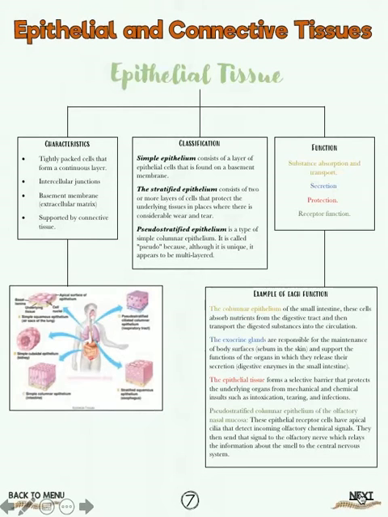Epithelial tissue. Epithelial tissues are widespread throughout the body. They form the covering of all body surfaces and line body cavities and hollow organs, and are the major tissue in glands. Their classification is as simple epithelium, the stratified epithelium, and the pseudostratified epithelium. And their principal functions are substance absorption and transport, secretion, protection, and receptor function. And in the image below, we can see some examples of their classifications.